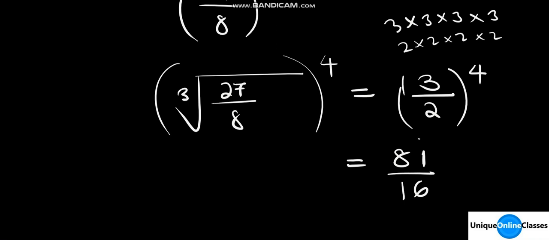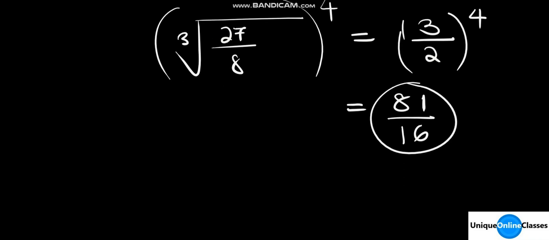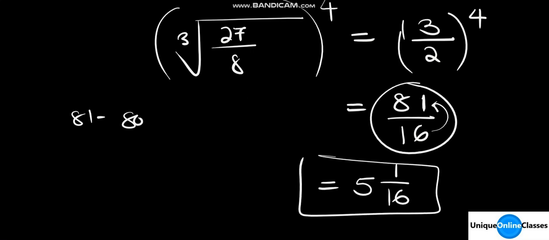You cannot leave this one as an answer. When we are going to simplify, it's an improper fraction. So you make 16 into 81 around 5, and 5 times 16 is 80. So 81 minus 80 is 1, so it's 5 and 1 over 16. This is our final answer.